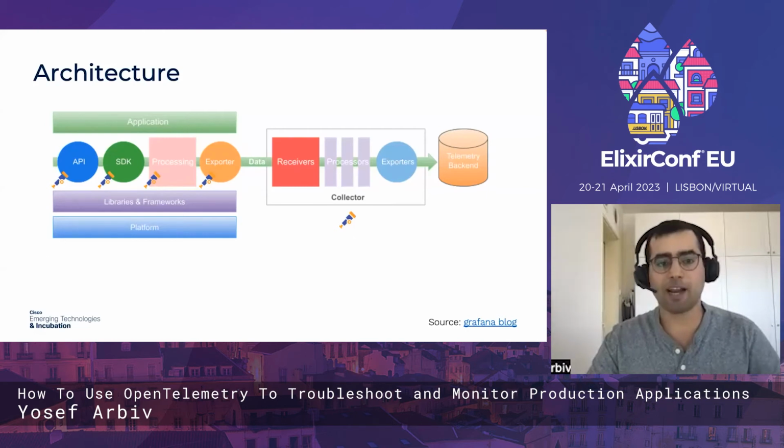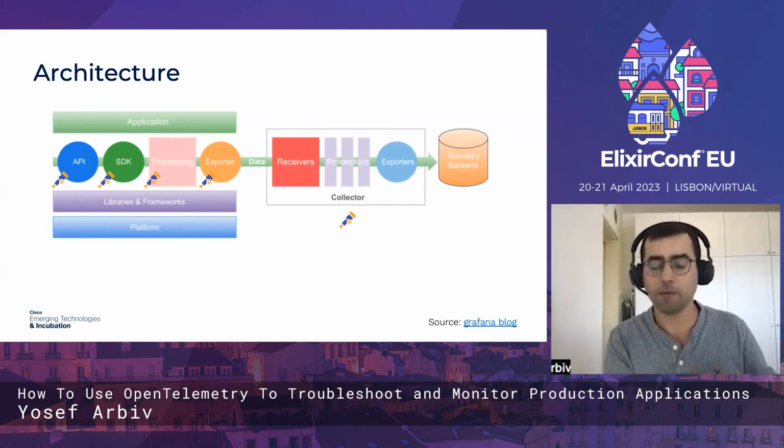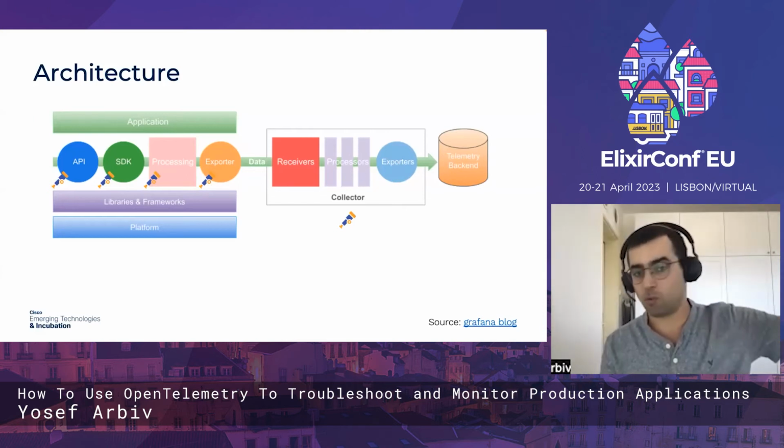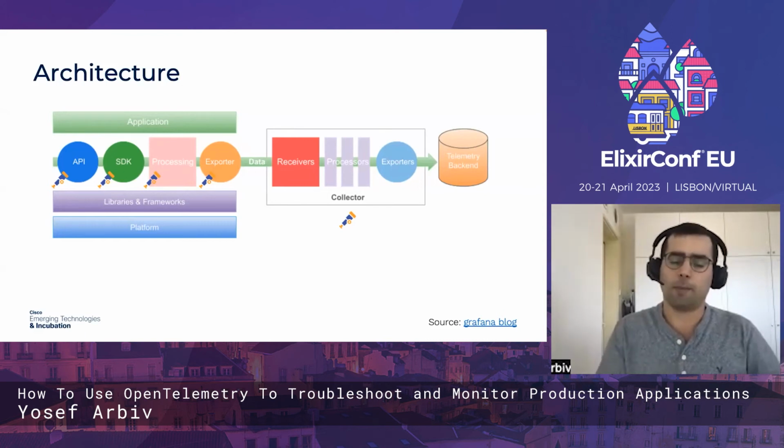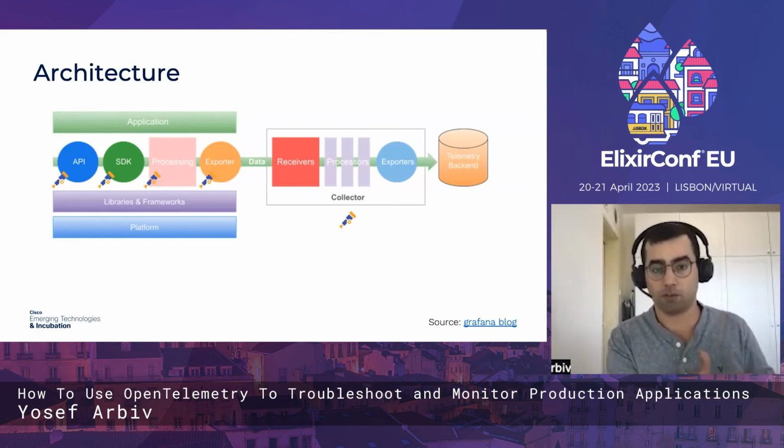So this is a typical architecture of a system using OpenTelemetry. We can have APIs and SDKs of OpenTelemetry running in our code as a part of our system, as a part of our application. We can also have processors and exporters that process the data and export it to wherever we are using it. And all of this can be run as a part of our code, as a part of the OpenTelemetry libraries and SDKs. So this is the first part of OpenTelemetry.